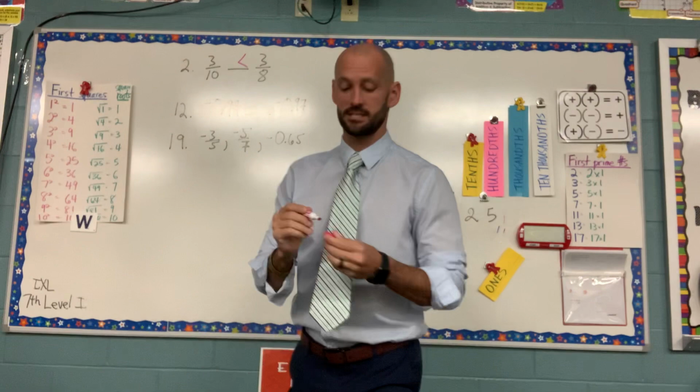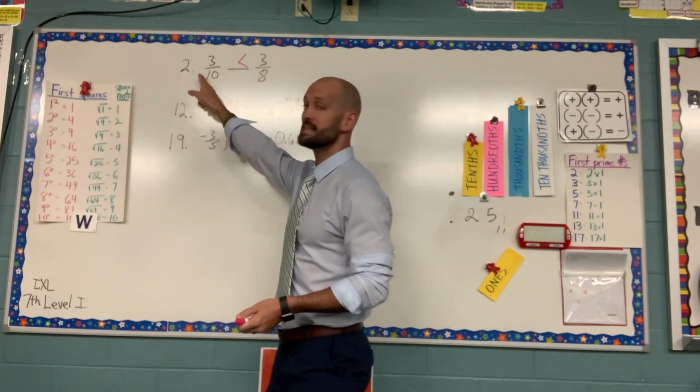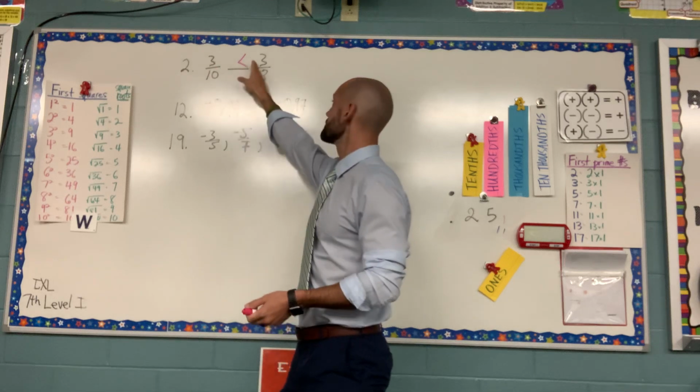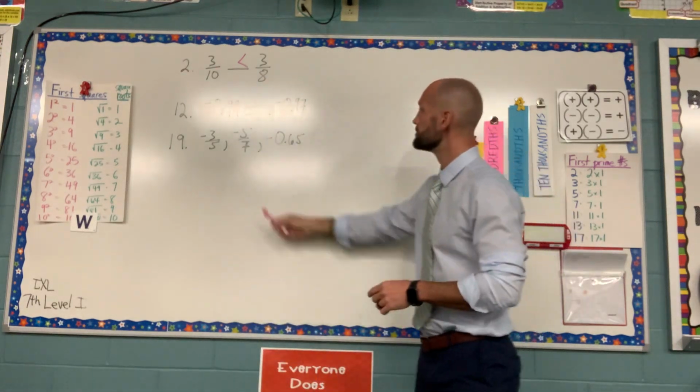How would I say this though? An intelligent math sentence would be 3/10 is less than 3/8. Boom, 1 down. Second one, here we go.